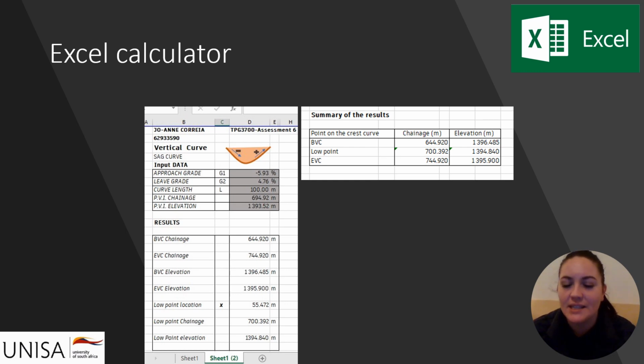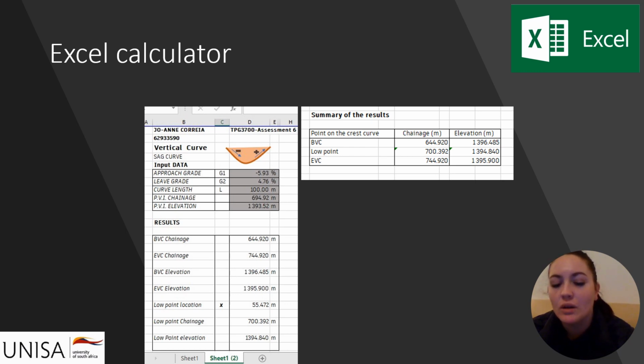The output data that you would get would be the lowest or highest point, and the change in elevation of this point. Again, for a sag curve, it would be the lowest point, and for a crest curve, it would be the highest point. You will also get the chainage and elevation of the beginning of vertical curve and the end of vertical curve.